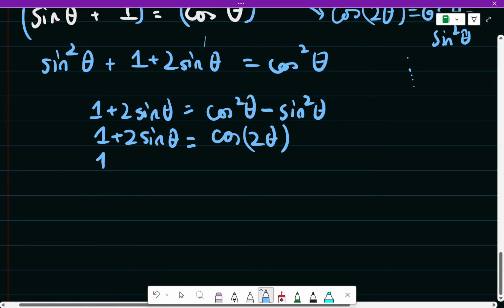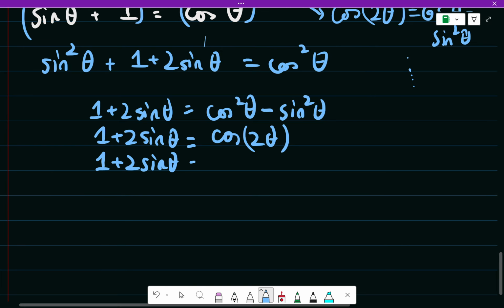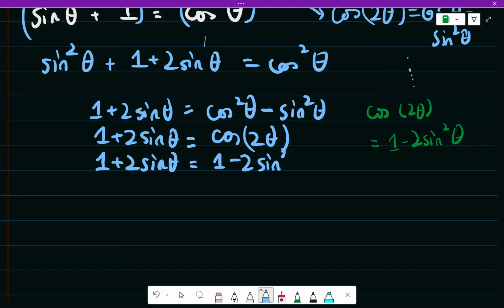And we should also recognize that we still have two trig functions here, sine and cosine. So we want to reduce that to 1. So we can use the identity that cosine 2 theta is equal to 1 minus 2 sine squared theta. So by implementing that, we would reduce everything into only sine theta. And then we can cancel the 1 out, and we can move the 2 sine squared theta to the left side. So we would have 2 sine squared theta plus 2 sine theta is equal to 0.